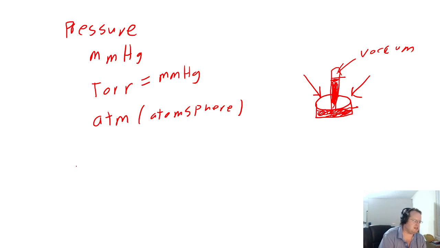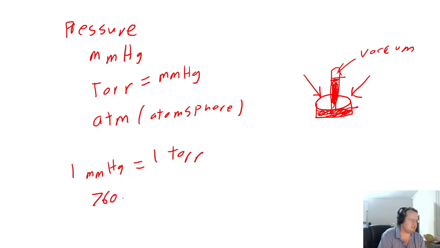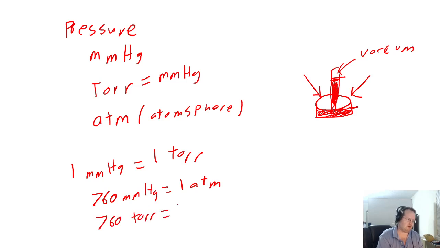So these units can be converted between each other. So 1 millimeter of mercury equals 1 torr. This is a good thing to keep in mind because you will see both units sometimes. And then what we know is that 760 millimeters of mercury is an atmosphere. So this is how we convert between these two. And some things use different unit measurements, so you just have to be comfortable with converting. And since they're equal, that also means 760 torr is an atmosphere. So if you know one conversion, you know both.